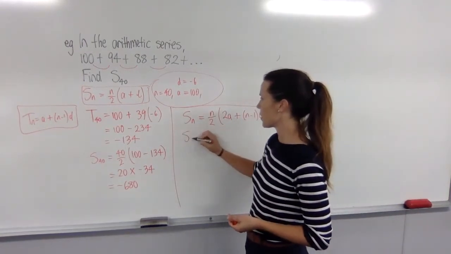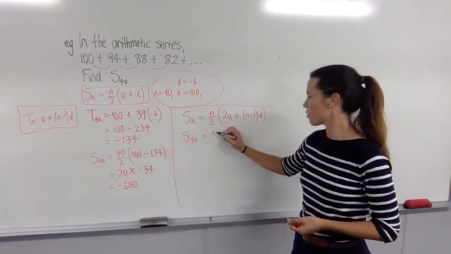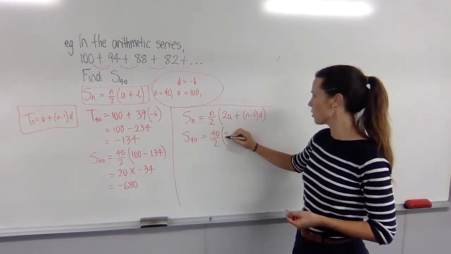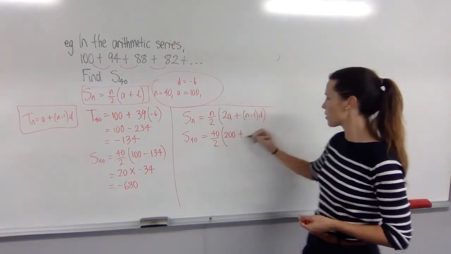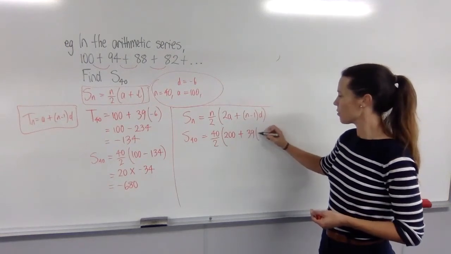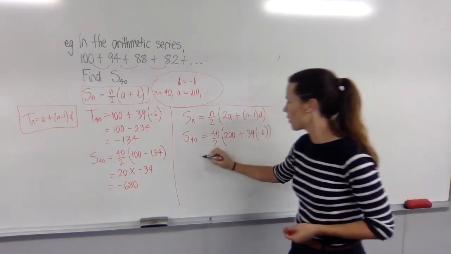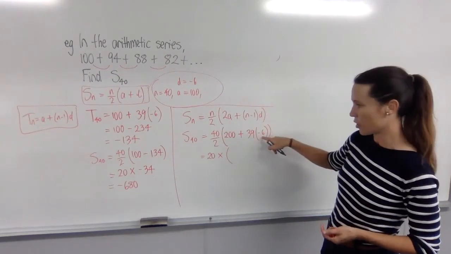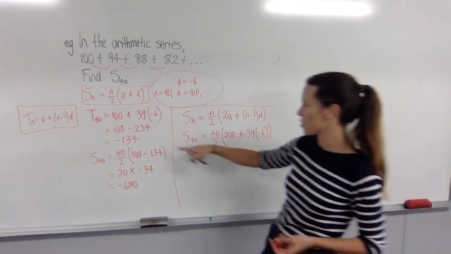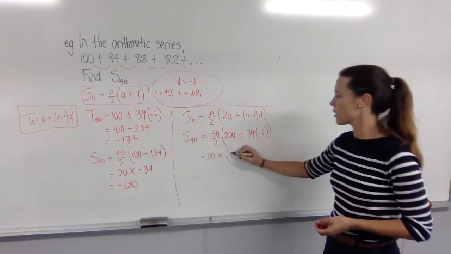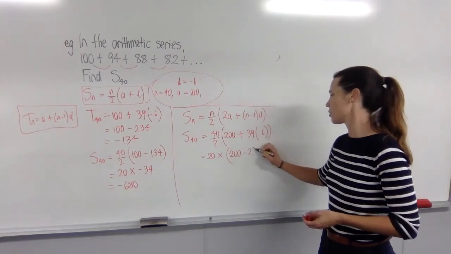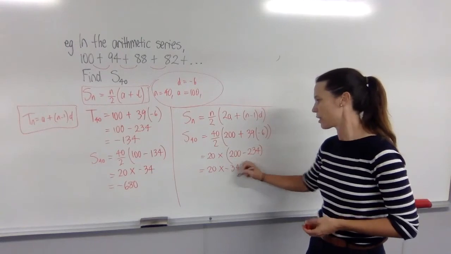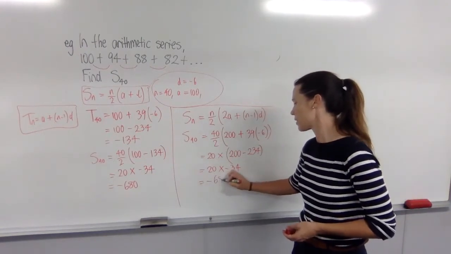Okay, now I can find the sum of the first 40 terms. It needs to be 40 over 2. 2 lots of A is 200, plus n minus 1, that's 39 lots of D. So I've got 20 times, now here I already worked out 39 times minus 6 was minus 234. So in here I've got 200 minus 234. So I've got 20 times minus 34, exactly the same as that line, and I get minus 680.